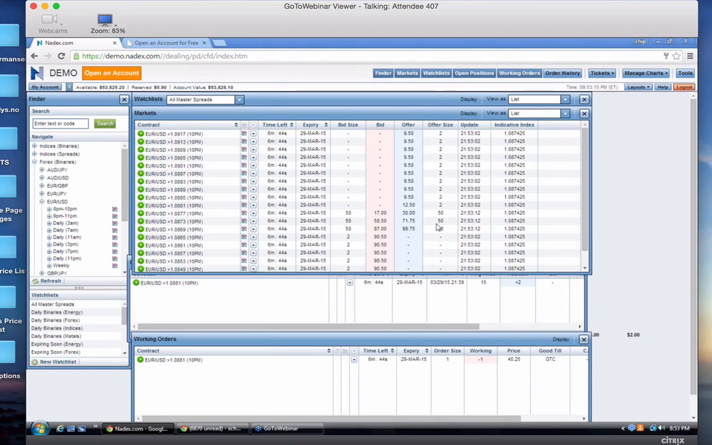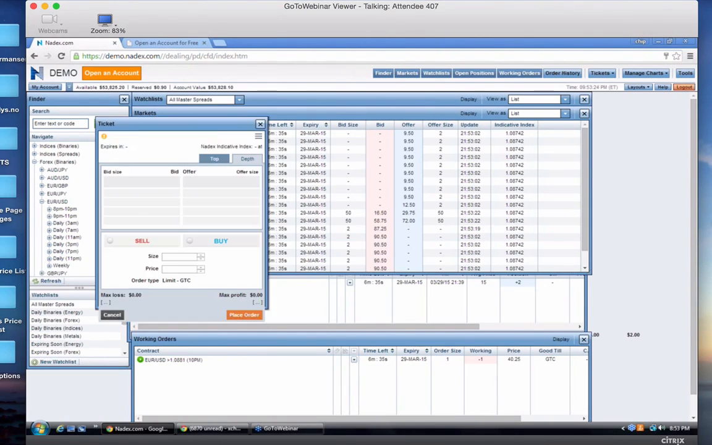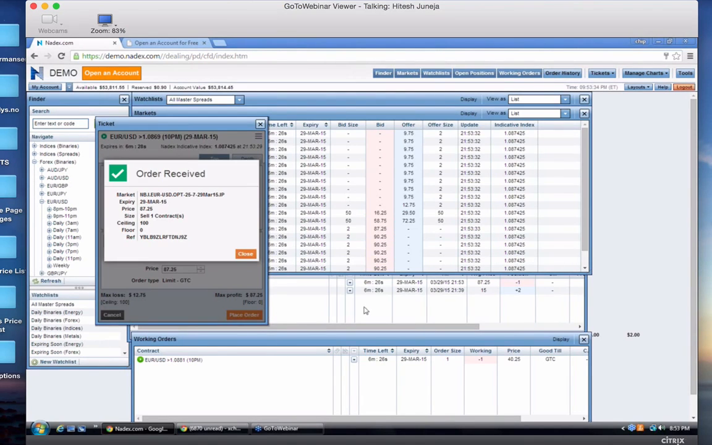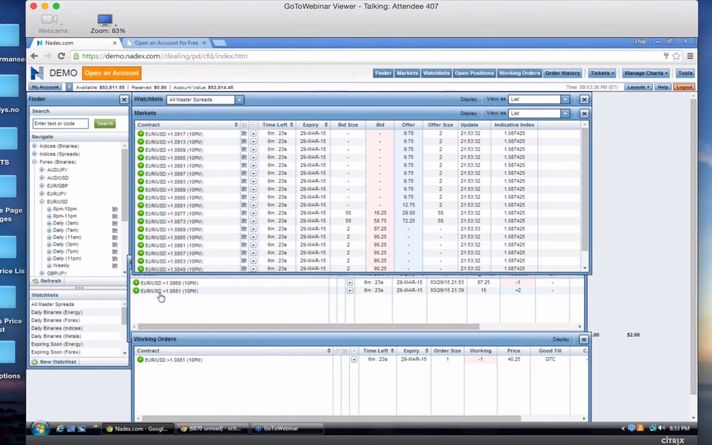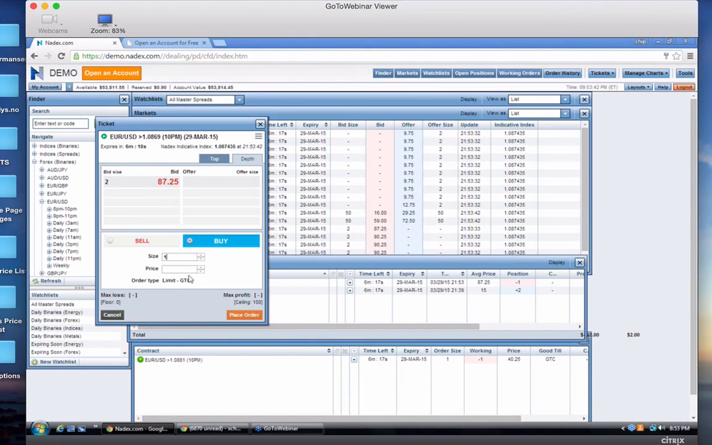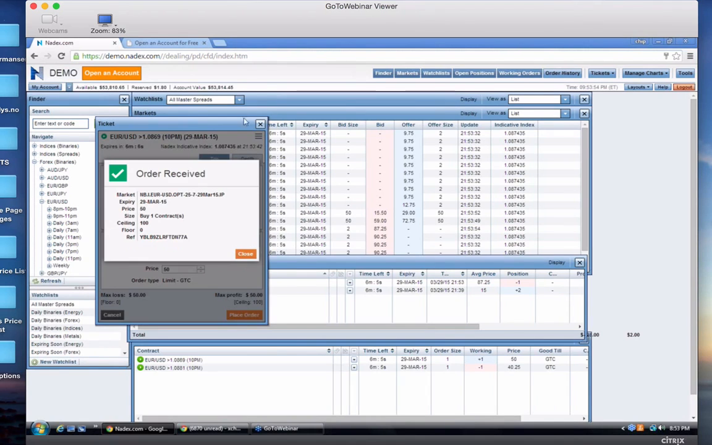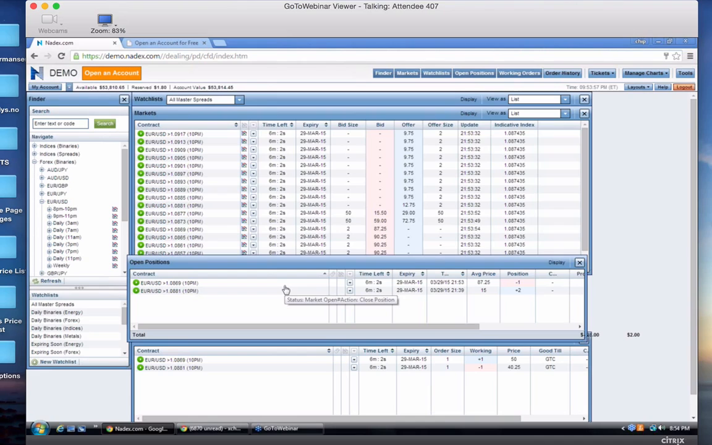So say I sell, here, let's see. Say I sell this one. Okay, my cost is $12.75. Place the order, and then as soon as I get that, I want to turn around. It's got 6 minutes. So I'm short, so I'll try to buy it back at 50. And you do things like that.